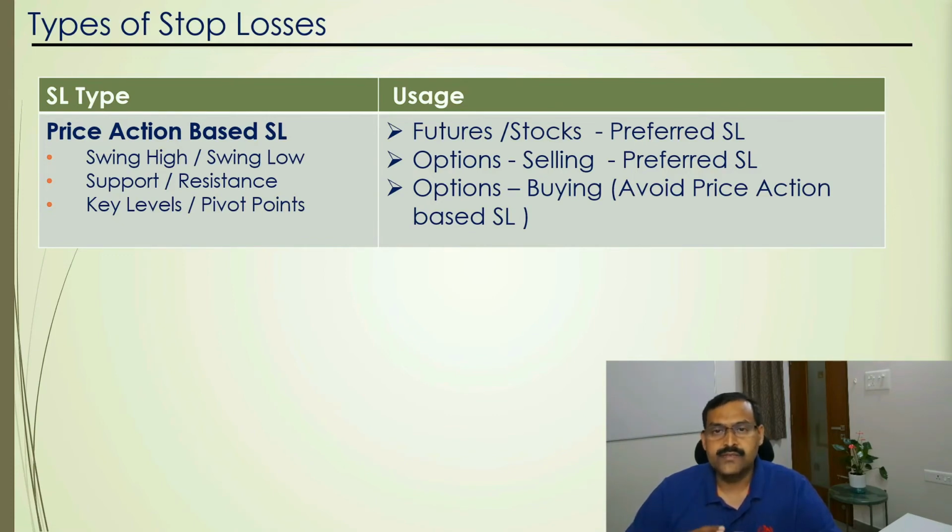Avoid the price action based stop loss for option buying because we know that as the time passes, the premium gets decayed. Even if the price does not move, your premium that you have paid will continue to decay. So that is why better to avoid the price action based stop loss for the option buying. Friends, I use the price action based stop loss for most of my trading, including from intraday to positional and swing trading. For intraday, especially I use CPR and pivot point based SLs quite heavily.